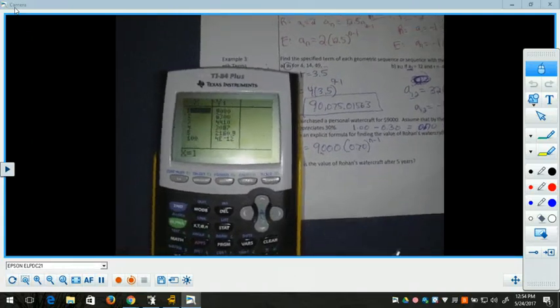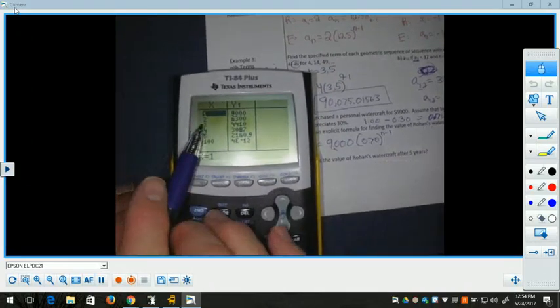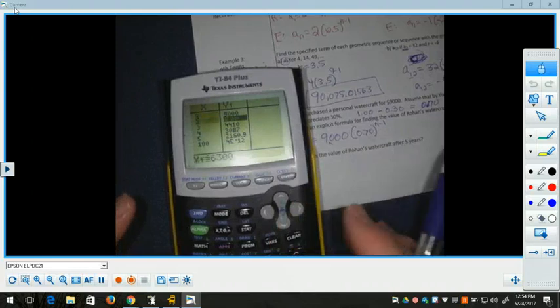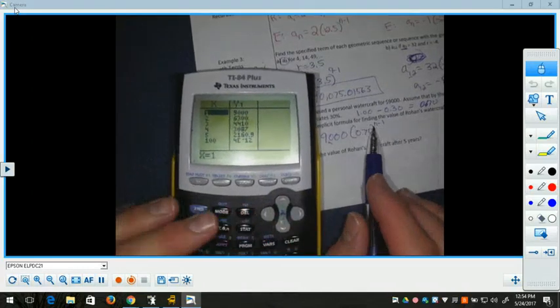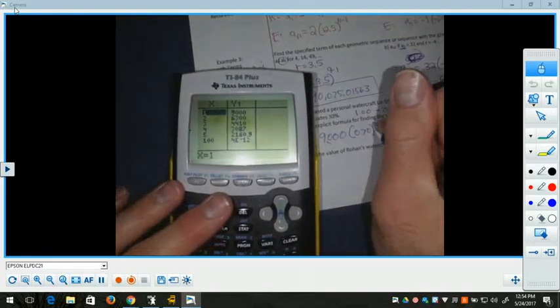Let's take a look at this. We have a little bit of a problem. When I put 1 in, I get $9,000. That doesn't make sense, because after the first year, it should have depreciated to 6,300. So our numbers are off. So what this tells me is when I plugged in the 1, something's wrong in my exponent. So I need to come back and revise this.